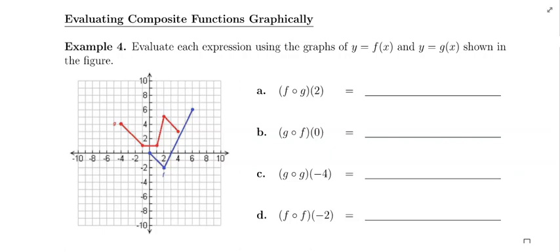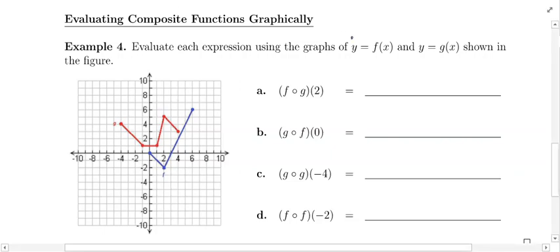Example 4, the directions say to evaluate each expression using the graphs of y equals f of x and y equals g of x shown in the figure. I know it's kind of tiny here, but if you read the letters on here, f is the blue function, and g of x is going to be the red function. No formulas, we just have the graphs to go on. So let's give it a shot.